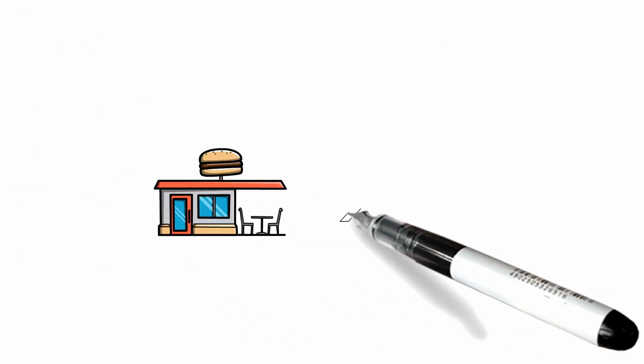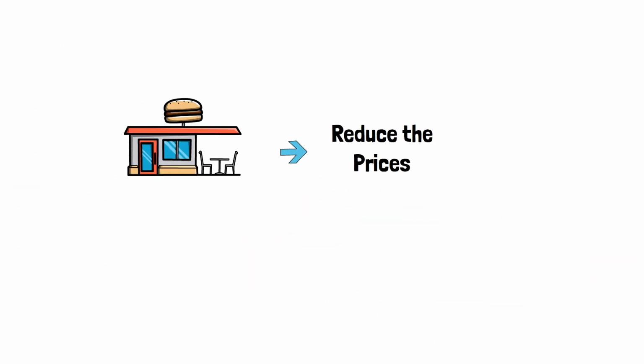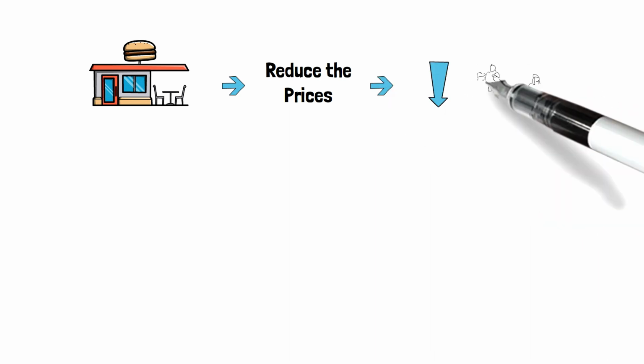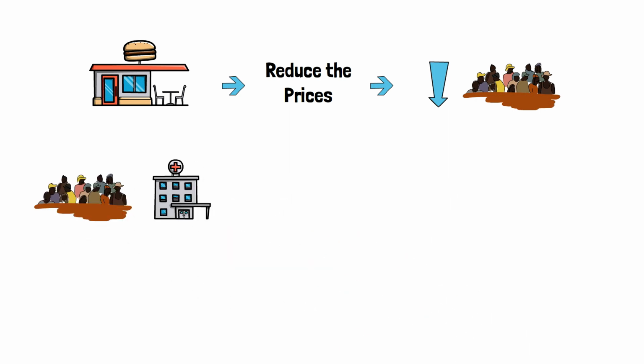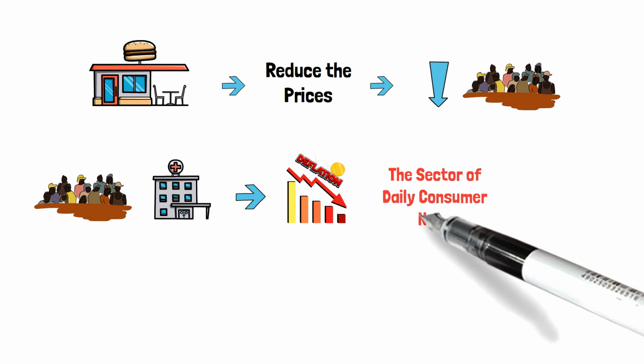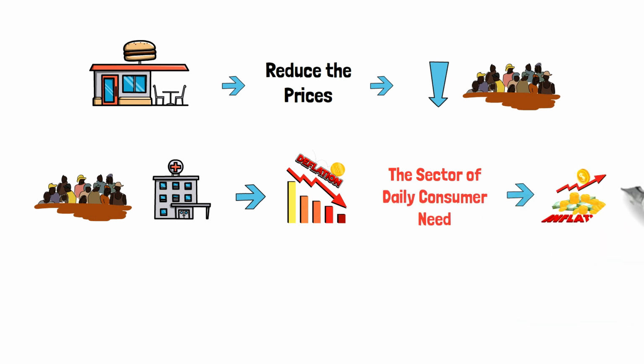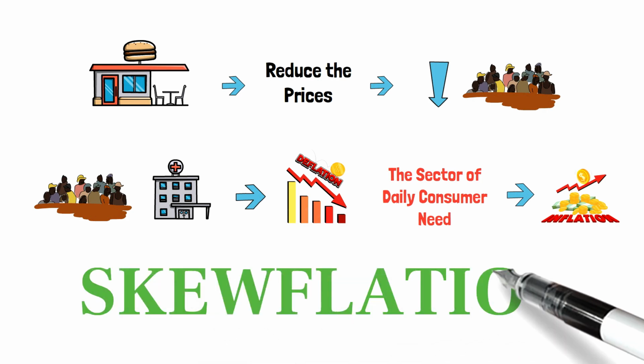The hotel owners have reduced the prices to a certain extent, still there are fewer tourists in their city. Okay, so that means the tourism and hospitality sector is suffering from deflation, whereas the sector of daily consumer needs is facing inflation. So this situation is termed as skewflation.